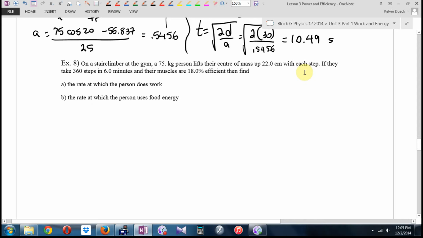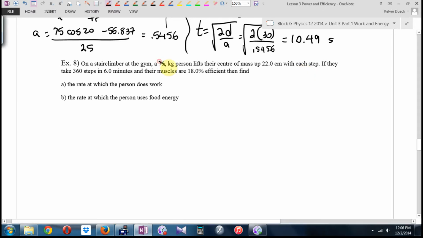Example 8. This one is a better illustration of what I might expect you to handle on a test. If I'm glancing at this, I think power, efficiency, and the whole schmear in one nice question. And it's a stair climber, so most of you have seen or been on a stair climber. So on a stair climber at the gym, a 75-kilogram person lifts their center of mass up 22 centimeters with each step. We're actually going to change the numbers because I've noticed this same question appears in your homework. Apparently, I forgot to change the numbers when I was cutting and pasting.